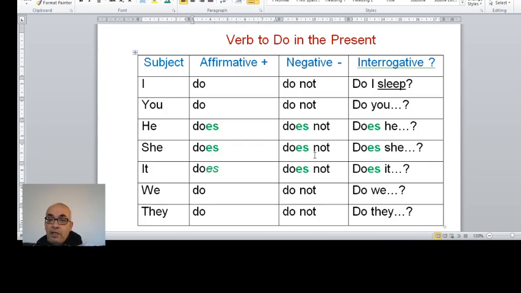She does not, does she? It does not, does it? We do, we don't, or we do not, no problem. Do we? They do not, and then do they. So this is verb to do in the present simple tense.